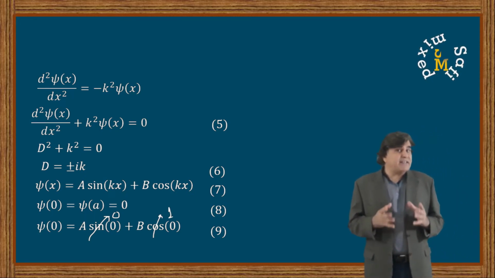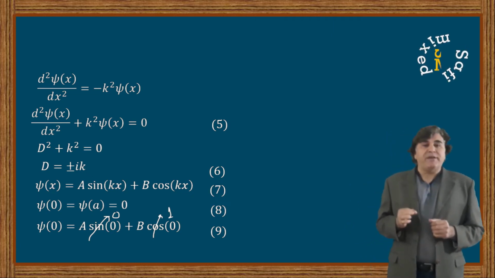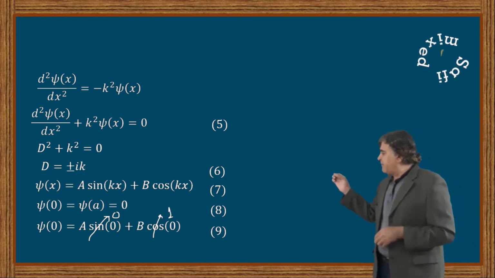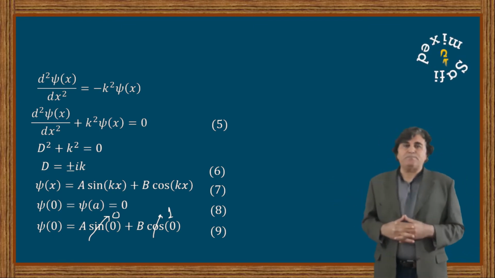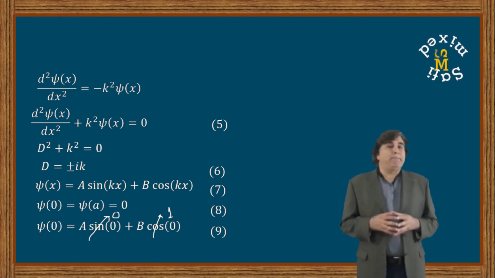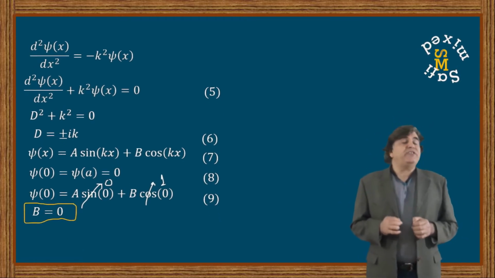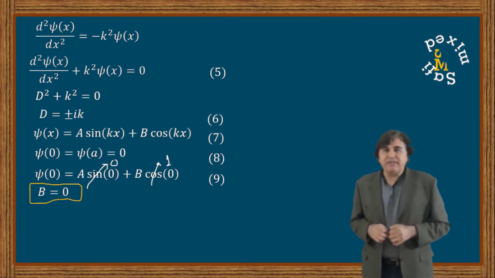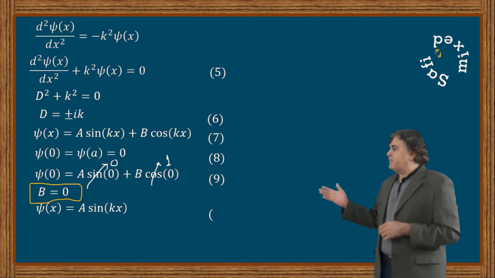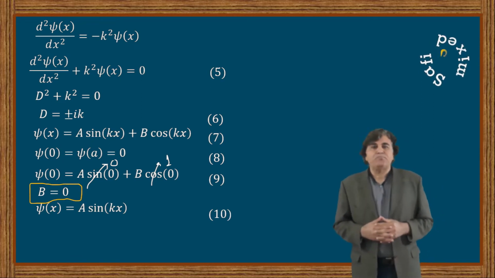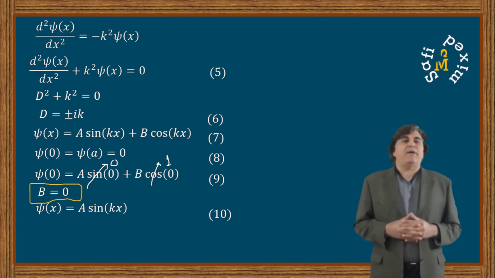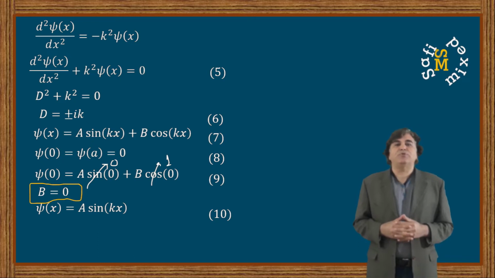But the left and right sides of equation 9 must agree. And this is possible only if the constant b on the right side, multiplying the cos function, is 0. So the first boundary condition leads us to choose b equal to 0. With this choice of constant b, equation 7 reduces to psi of x equals a times sine of k times x. Equation 10 is a simplified form of the solution for a particle inside an infinite potential well.